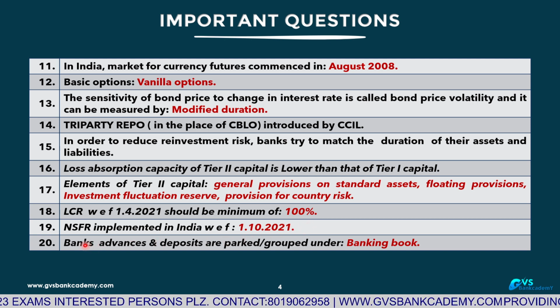In the banking book, banks' total advances and total deposits from the public, the total normal deposits, are grouped or parked under the banking book. Banking book means advances held till maturity or deposits held till maturity. These are continued and grouped under the banking book.